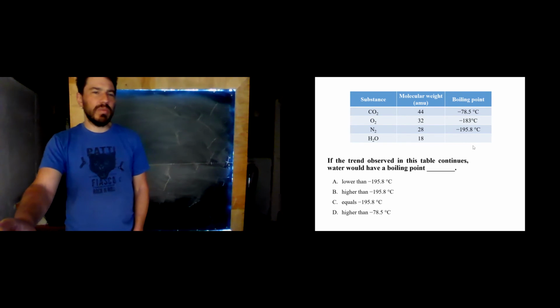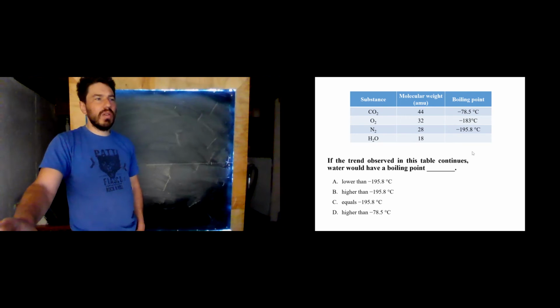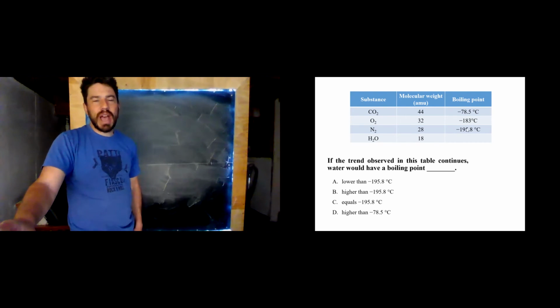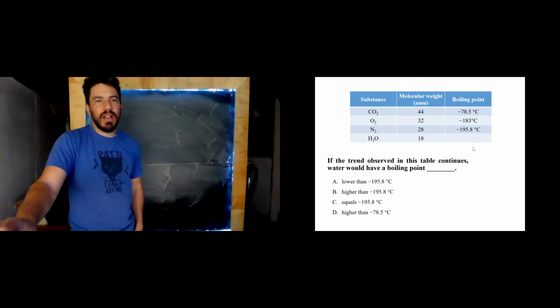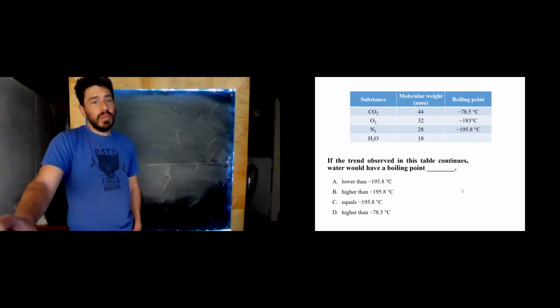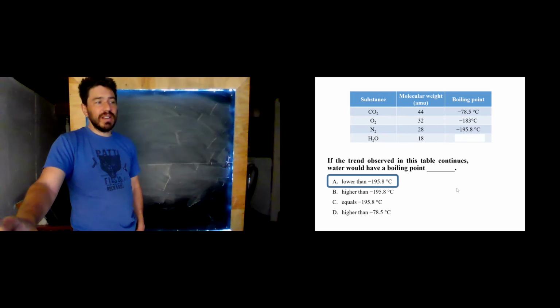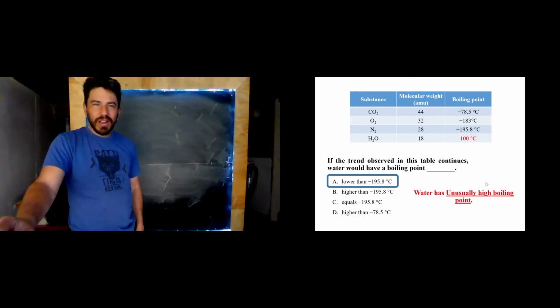Again, if you know what the boiling temperature of water is, that's fine. That's not what I'm asking here. I'm asking you to do some pattern recognition. If this trend continued, what would we expect to be in this slot right here? Well, we see that as the molecular weight decreases, the boiling point also decreases. So, if we're just going with this pattern, I expect something that's lower than -195.8 Celsius. But that's not the case, is it? We know that water's boiling point is actually 100. It's actually way higher. Why doesn't it fit this pattern?